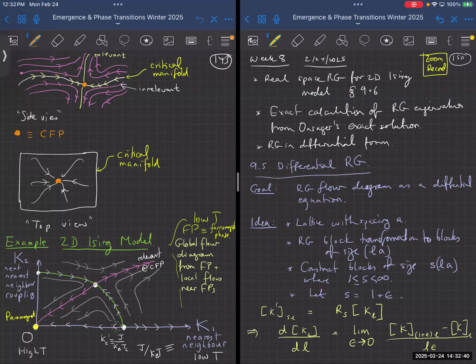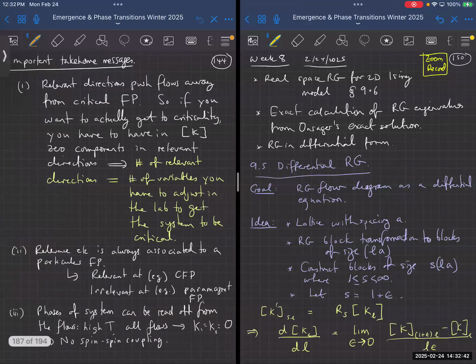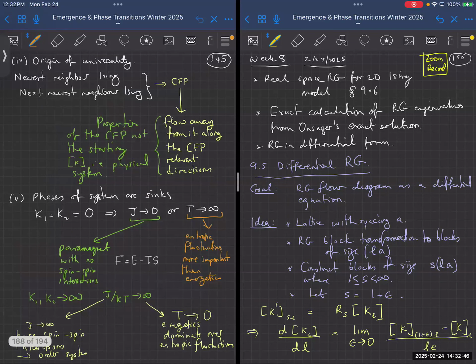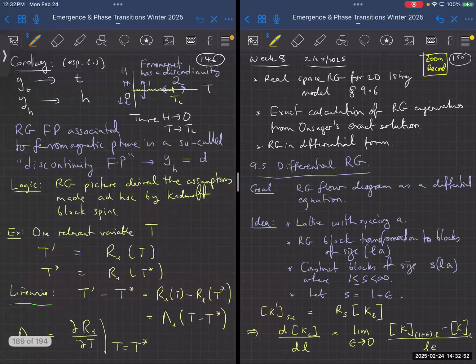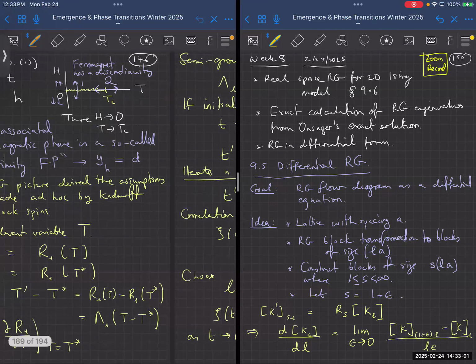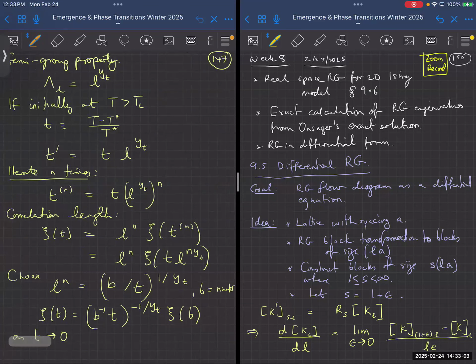So at the end of last time, we saw how we can construct the phase diagram by looking at the ways that the coupling constants flow as you go towards the sinks, and from that we can then deduce the phases of the system.